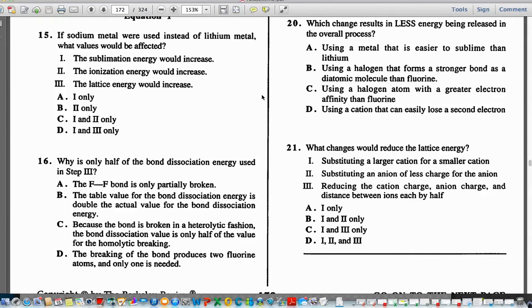21. What changes would reduce the lattice energy? Certainly 1 would, right? Two fatties can't slow dance, so 1 is part of the answer. Of course, we should have never looked at it, right? Because 1 is in every answer choice. Substituting an anion of less charge for the anion. 2 is also true. So now I can get rid of A, I can get rid of C. Reducing the cation charge, the anion charge, and the distance between ions by half.